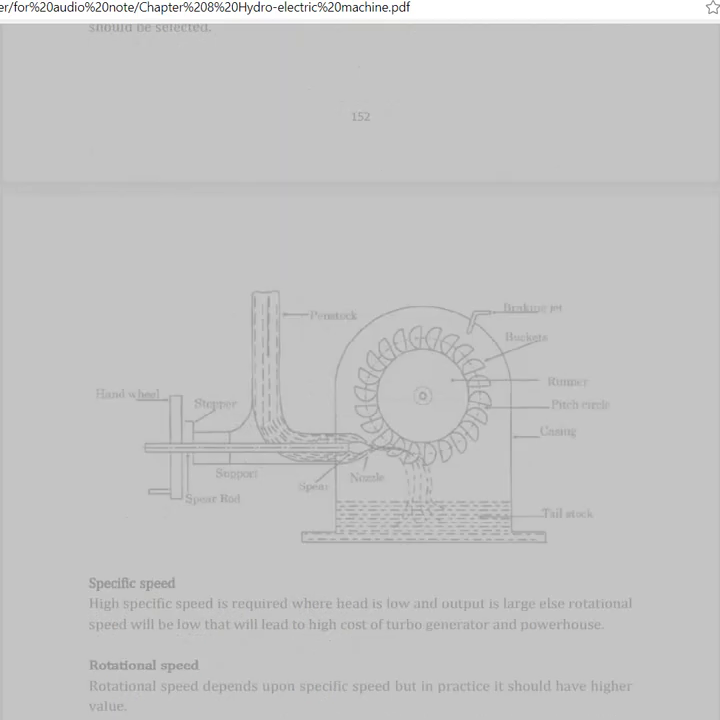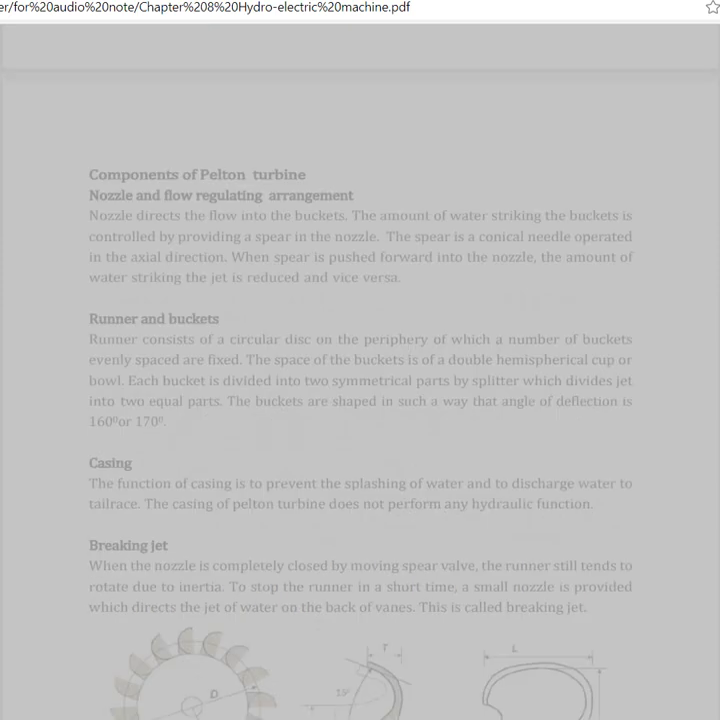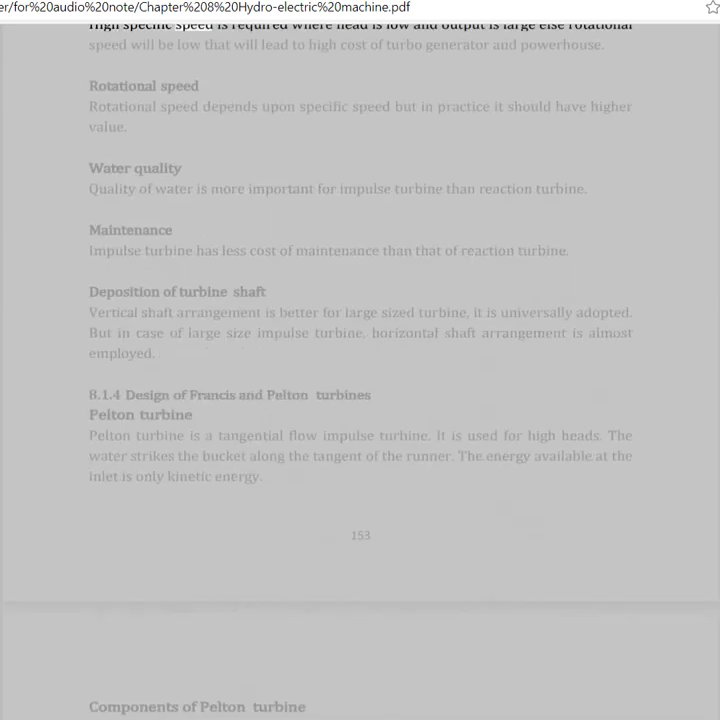Efficiency. The turbine that gives the highest overall efficiency for various operating conditions should be selected. Specific speed. High specific speed is required where head is low and output is large, else rotational speed will be low. That will lead to high cost of turbo generator and powerhouse.